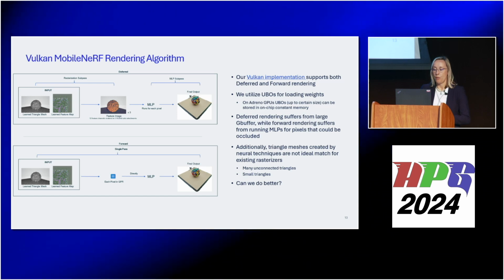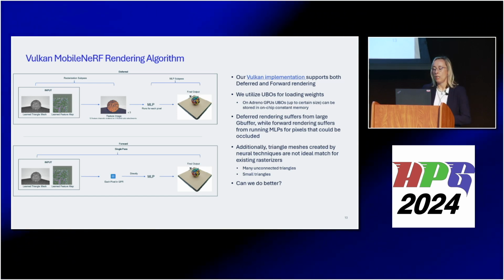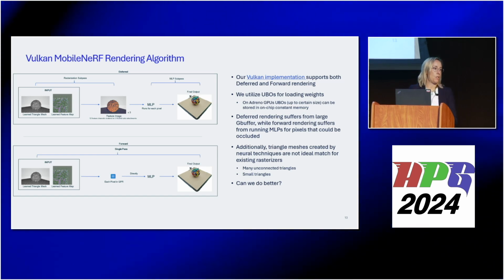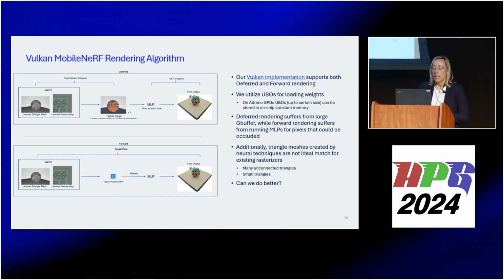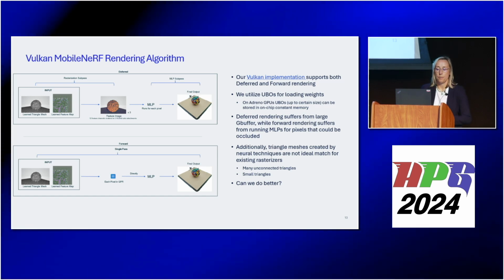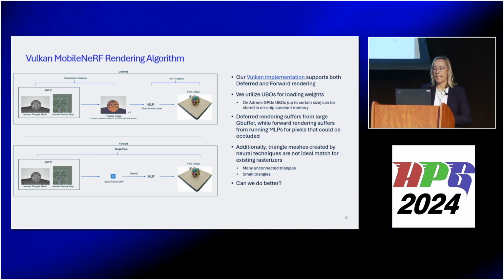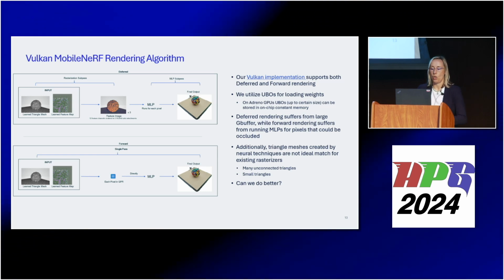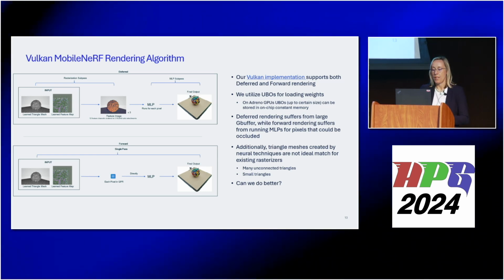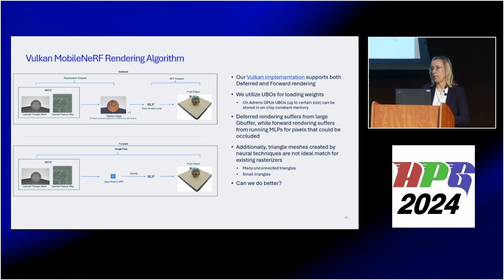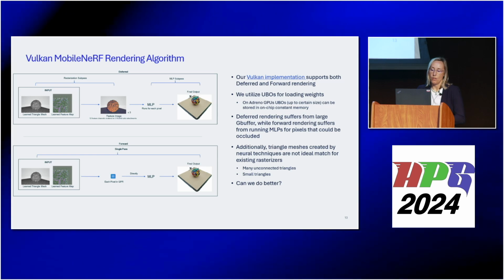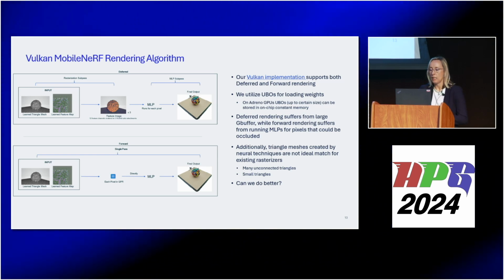And for the forward rendering pass, we suffer from running MLPs for every pixel because we don't know which pixels are going to end up being occluded. The other thing we noticed about these triangle meshes that were produced during training by neural networks is that they are not really an ideal match for traditional rasterizers. They have many unconnected triangles as well as small triangles, right? So we're not getting 100% juice from our rasterizers here. So can we do better?